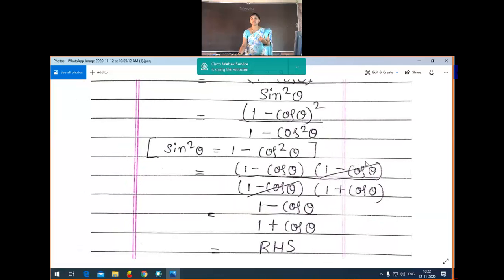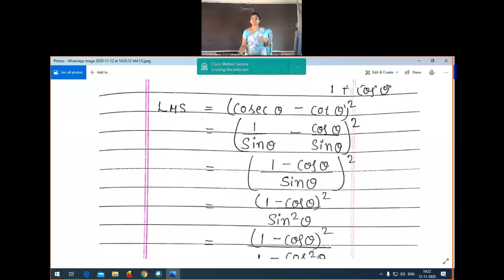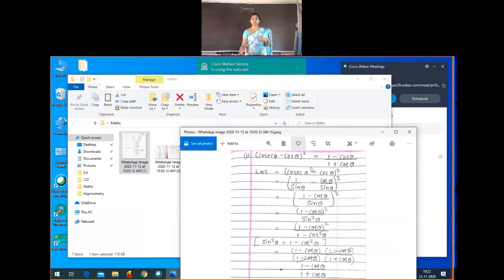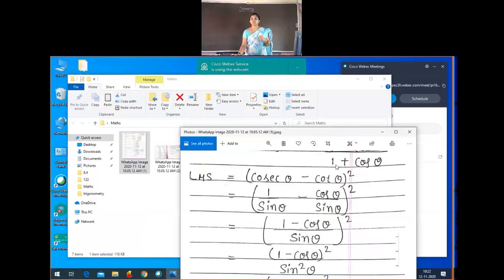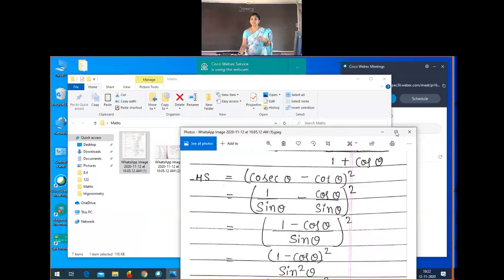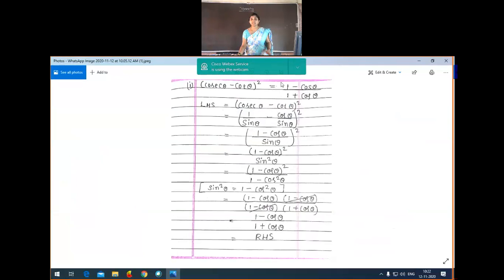Now just observe: 1 minus cos theta and 1 minus cos theta get cancelled from both the numerator and denominator. What is the remaining term? 1 minus cos theta in the numerator, divided by 1 plus cos theta in the denominator. Actually, just observe the RHS part. RHS is this one only. Yes, RHS is 1 minus cos theta divided by 1 plus cos theta only.